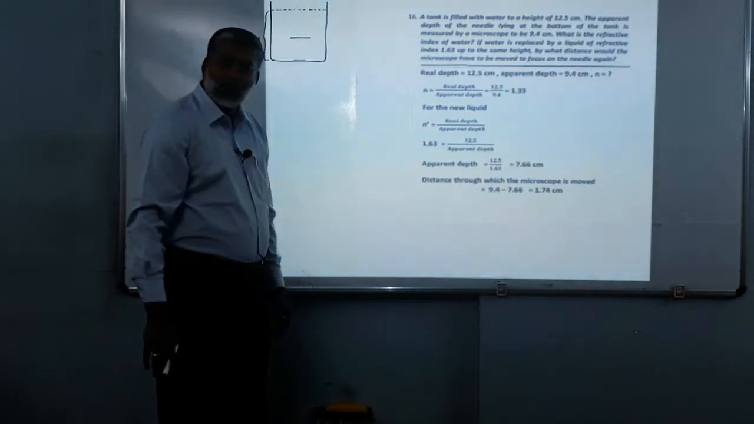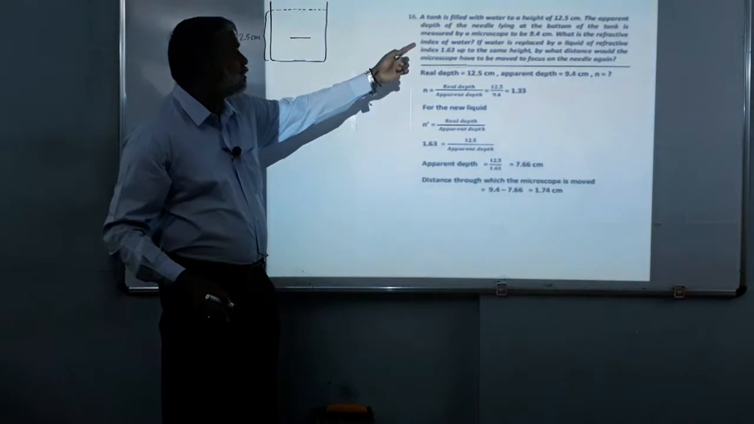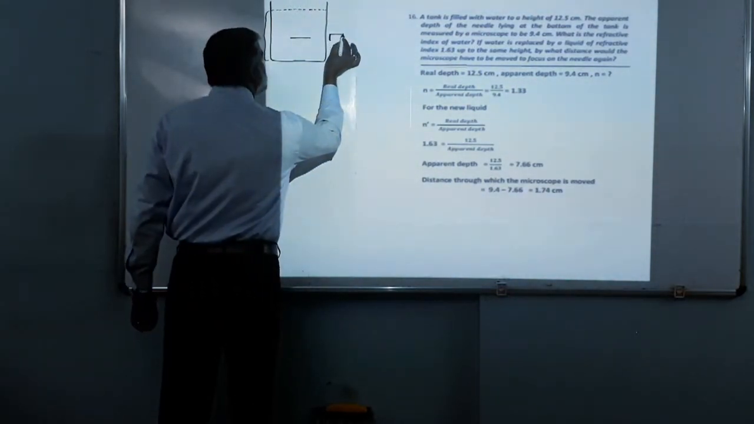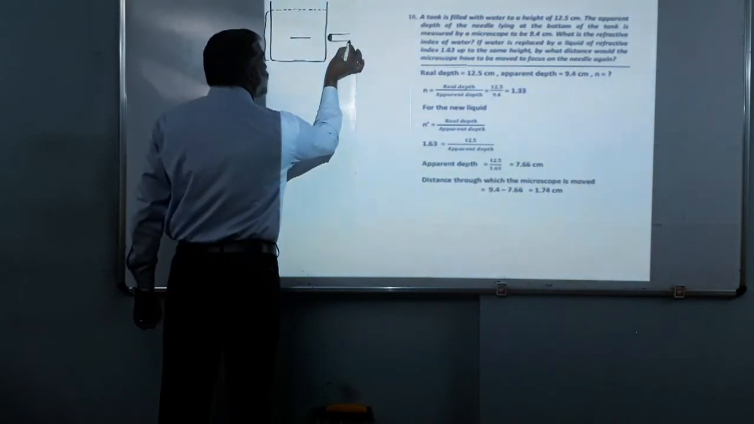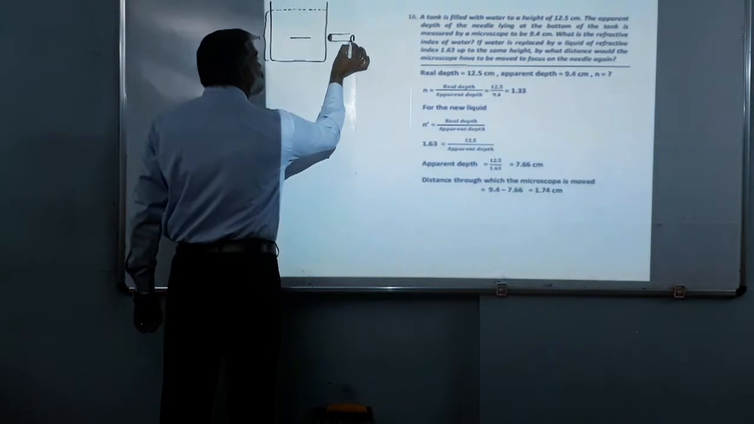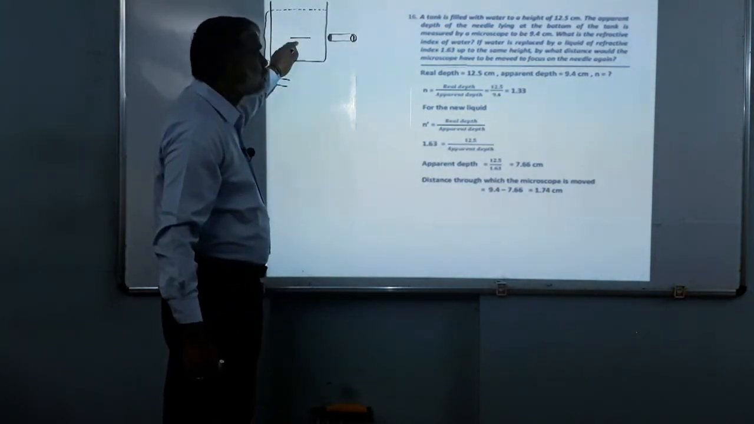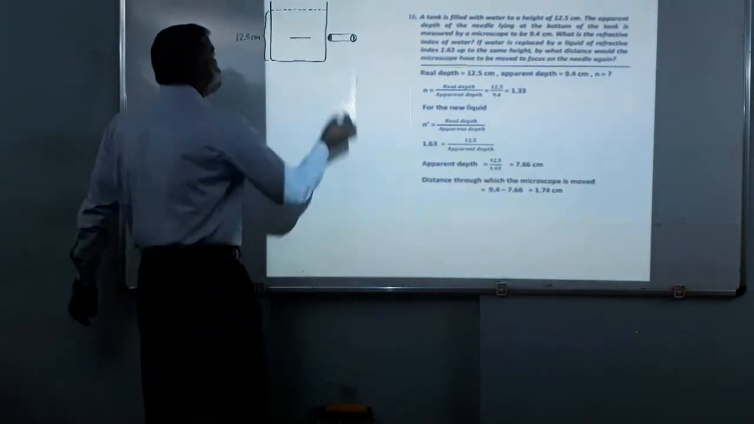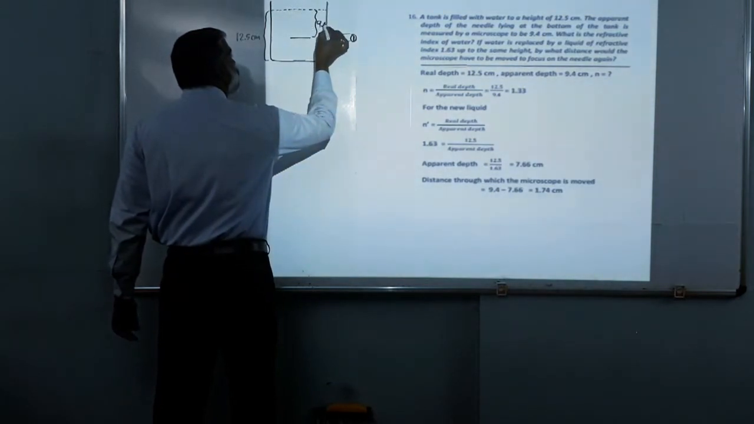Then to observe the needle, you are using a telescope. It is given that the apparent depth is measured using a telescope. So this is the position of the telescope, the first position of the telescope. Am I right? So you are observing your needle here, and the depth measured is 9.4.